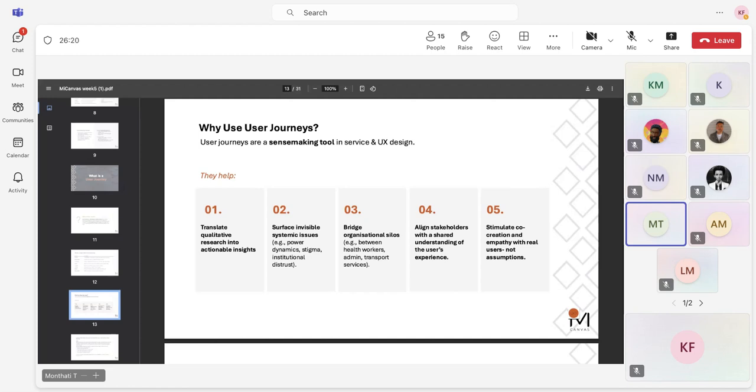The second one is around the surfacing of invisible systemic issues. So with the customer journey, again, taking into consideration something like the ecosystem map, where you're looking at not just the person that you're designing for or your end user, but you're thinking about all of the other people that they interact with, all of the other stakeholders that have an influence on that person's experience. We're looking at all the different institutions, the processes, tools that have an impact on that person's experience. And having that view when you design the customer journey, you always take that into consideration.